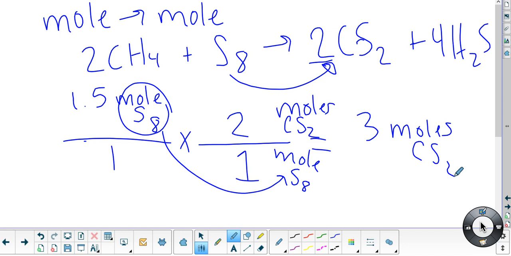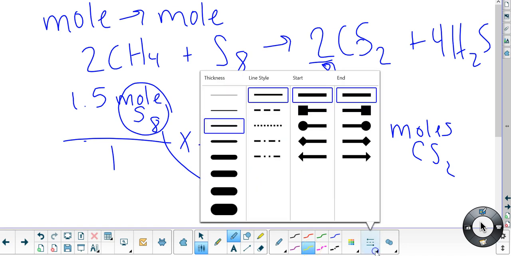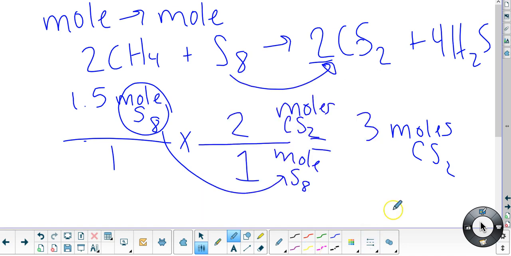And again, let's make sure I do this right. Okay. So it's always moles of what you were given goes on bottom, and what goes on top is moles of what you're trying to solve for every single time. Okay? This is general. That's great.